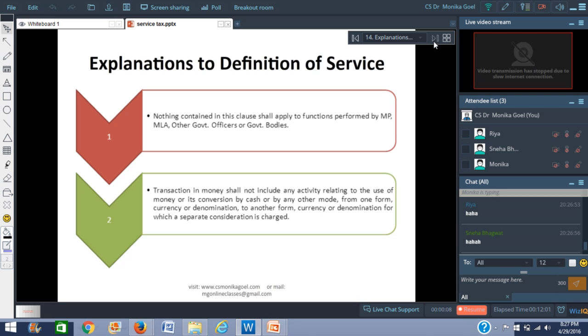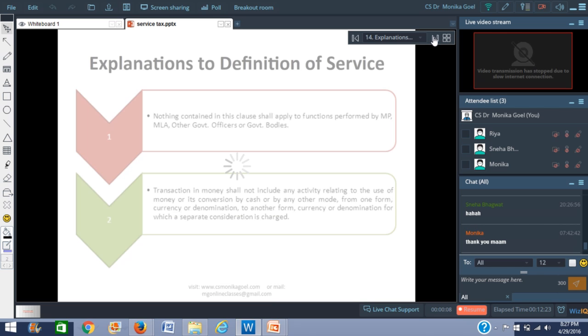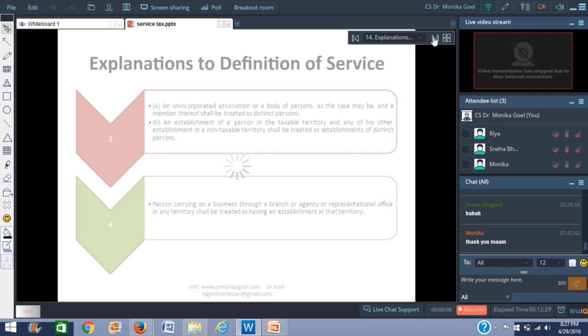So we discussed the definition of service, and then I was looking at the explanations to the definition of service, as you must remember. And we discussed that in case the services are provided by MPs and MLAs in their capacities as MPs and MLAs, then they would not be considered as a service. Similarly, we said that when it is exchange of currency, or exchange of money from one denomination to another, then also it would not be considered as a service, right?